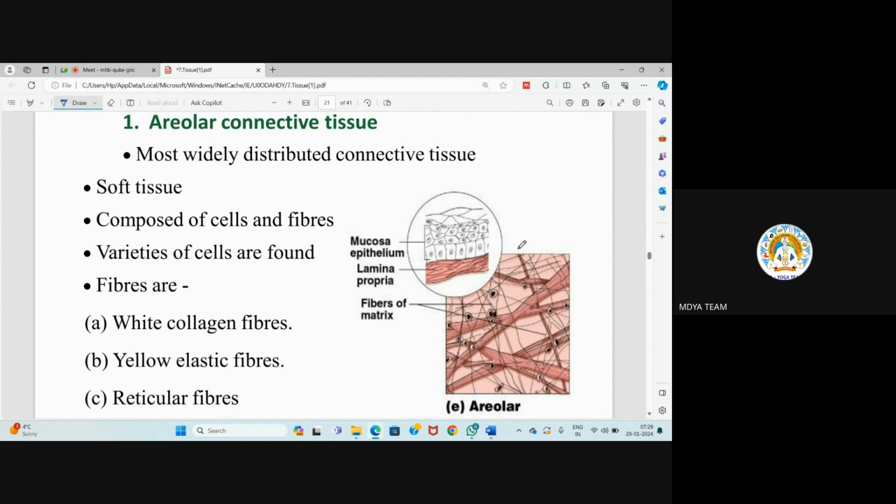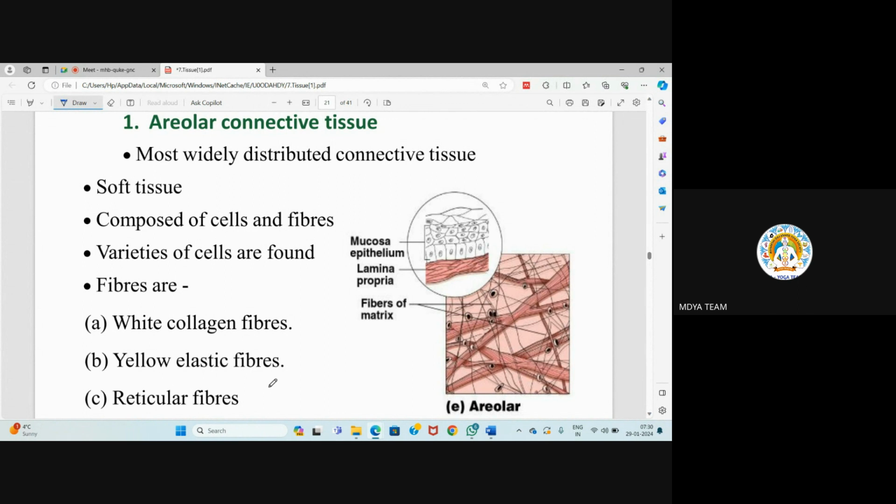Okay, good question. So fibers are also of various types. You can see here three types of fibers we can see in areolar connective tissue: white collagen fiber, yellow elastic fiber, and reticular fibers. So your question was, what do we take as food? Like in orange, we see fibers are there, and we are taking it. So is it the same, right? Yes, ma'am.